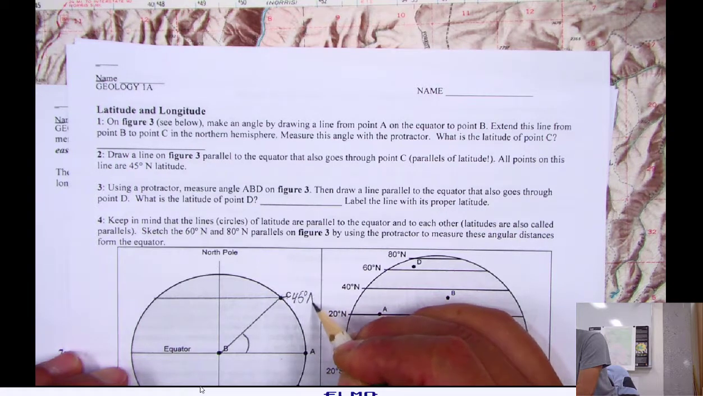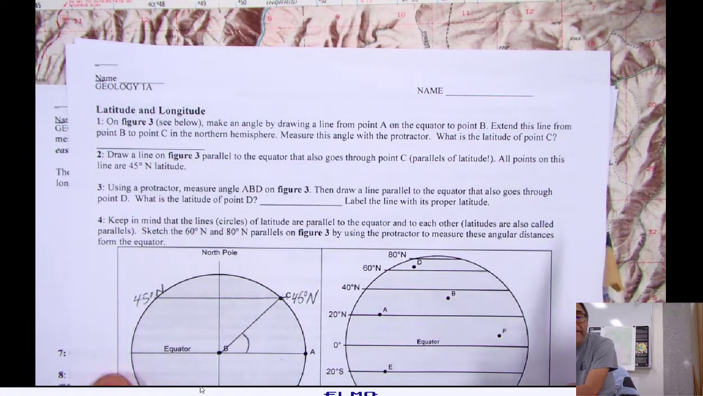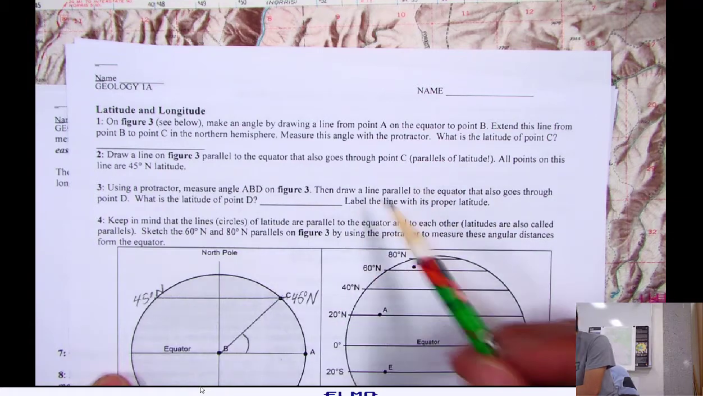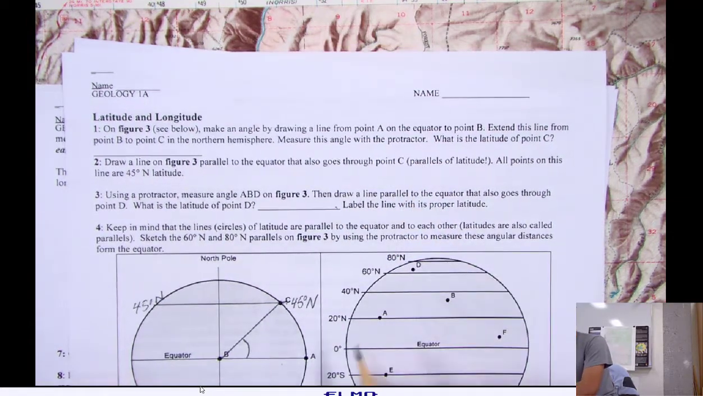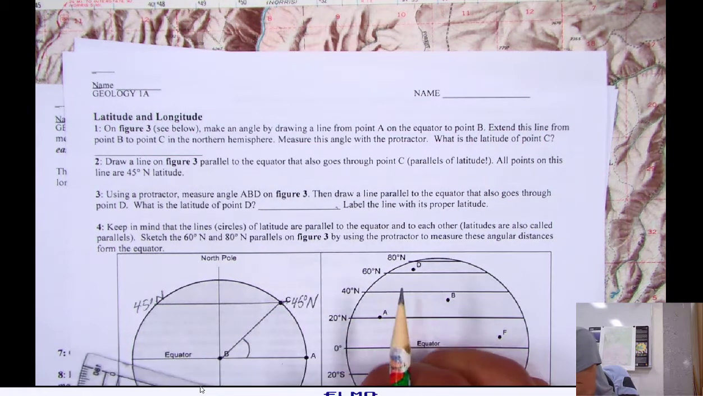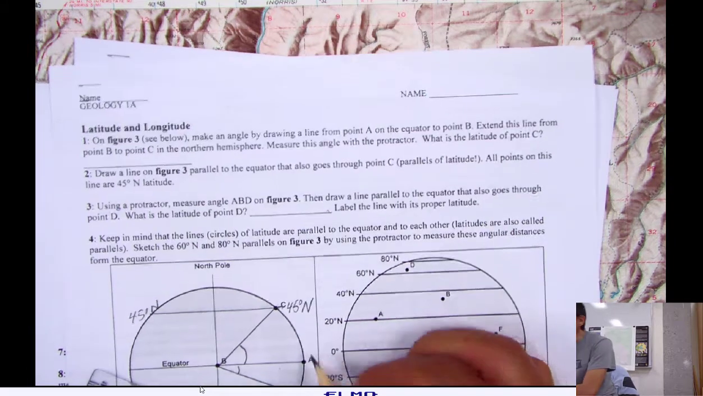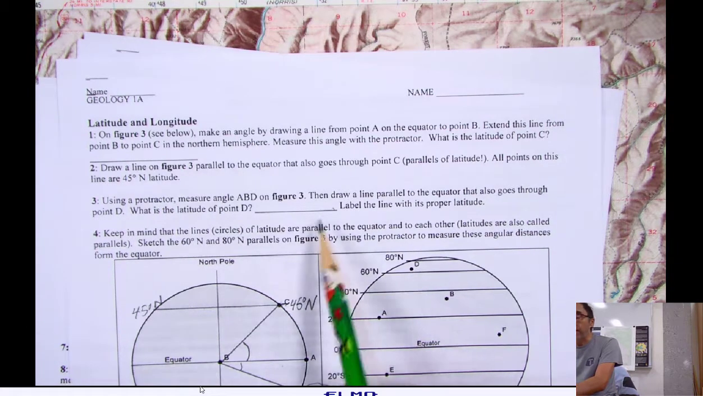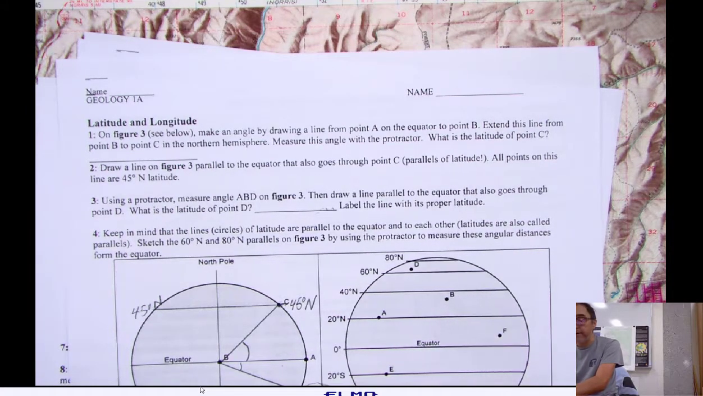And remember, we're north of the equator. So every point on this line is 45 degrees north, right? So that's what it's asking us to do. Then you'll do the same thing for A, B, and D, but then you're going to draw the parallel down here for D, and you're going to measure that angle. In fact, let's just draw it in here. So you want to measure this angle, and then put the latitude up here as well. Remember, this is going to be south down here, so it's going to be something south of the equator, right?